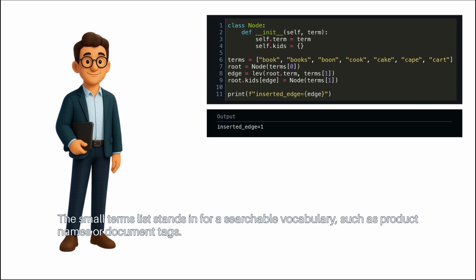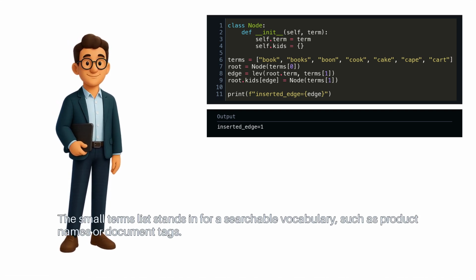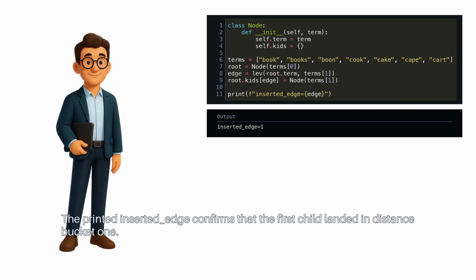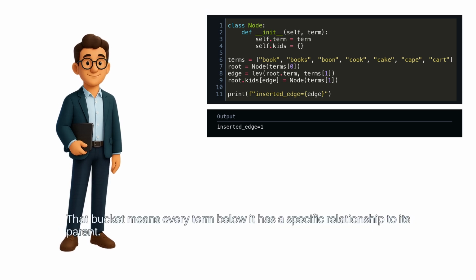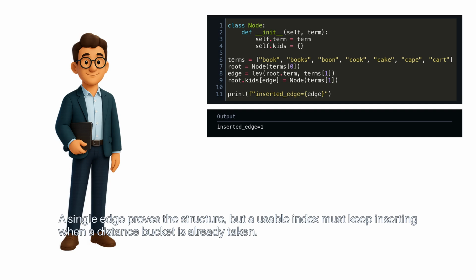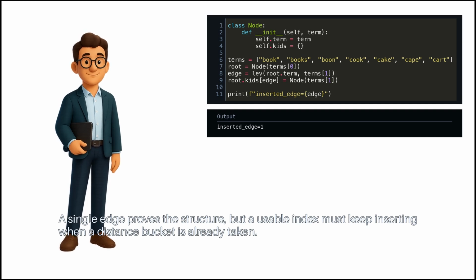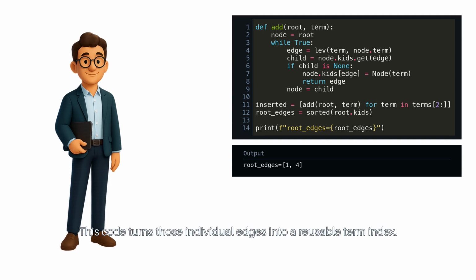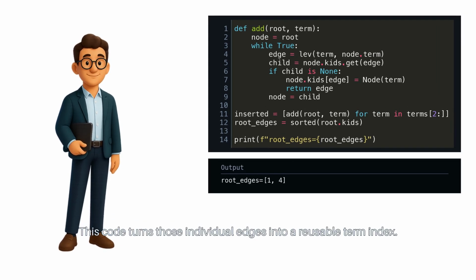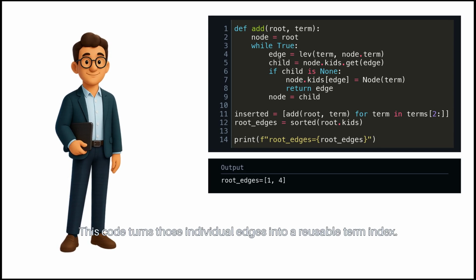The small terms list stands in for a searchable vocabulary, such as product names or document tags. The printed inserted edge confirms that the first child landed in distance bucket 1. That bucket means every term below it has a specific relationship to its parent. A single edge proves the structure, but a usable index must keep inserting when a distance bucket is already taken. This code turns those individual edges into a reusable term index.